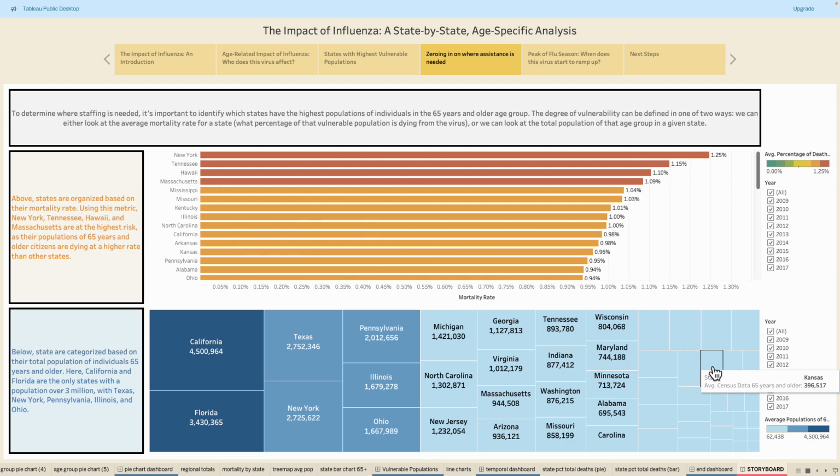Hawaii is not shown on this map here, but well, there's Hawaii. Hawaii has 206,000 individuals that are 65 plus. So they may have a high mortality rate, but the relative number of individuals who are dying from the flu are going to be way lower, just because of their lower population.